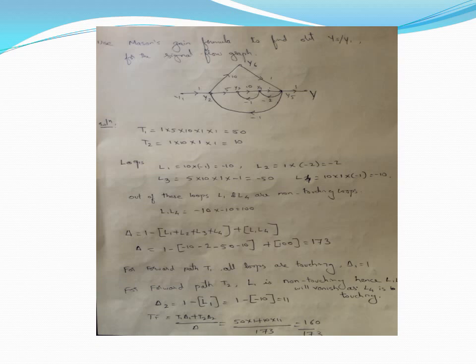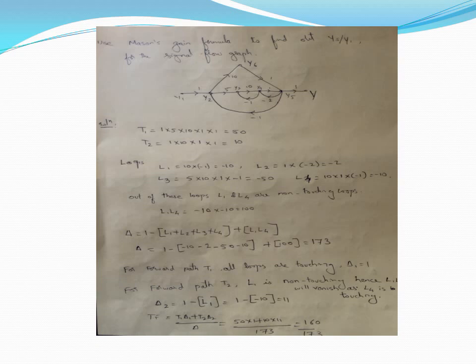Then we have one more loop which is going from y2, y3, y4, y5 and then again back to y2. So 5 into 10 into 1 into minus 1 is minus 50. And then we have the last loop going from y2 to y6, then y5 and back to y2. So 10 into 1 into minus 1 is minus 10. So these are the loops we have found.